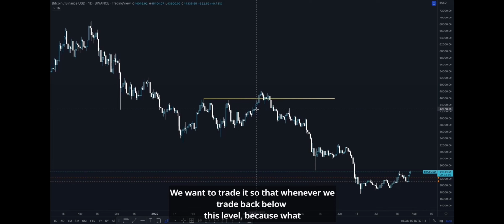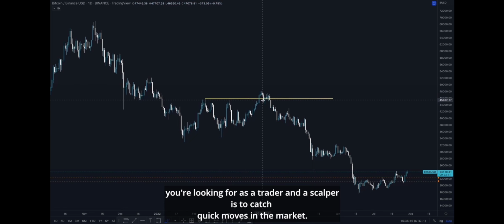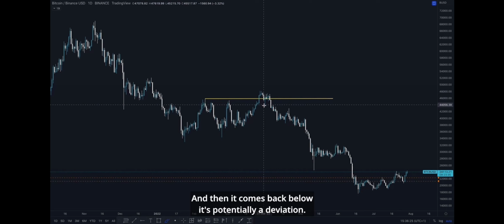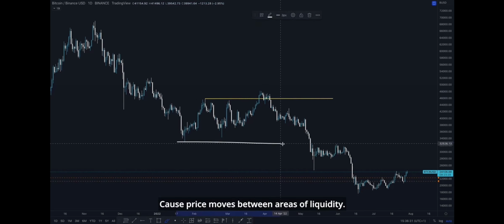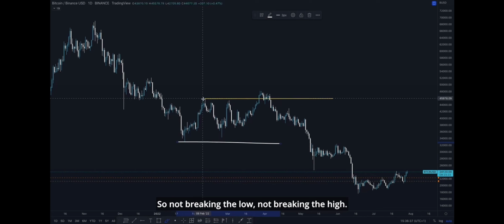You want to trade it so that whenever we trade back below this level, because what you're looking for as a trader and a scalper is to catch quick moves in the market. What happens when it goes above this high and then it comes back below? It's potentially a deviation because price moves between areas of liquidity. It's going to move from here to here to here, and then it consolidates for periods, so not breaking the low, not breaking the high.